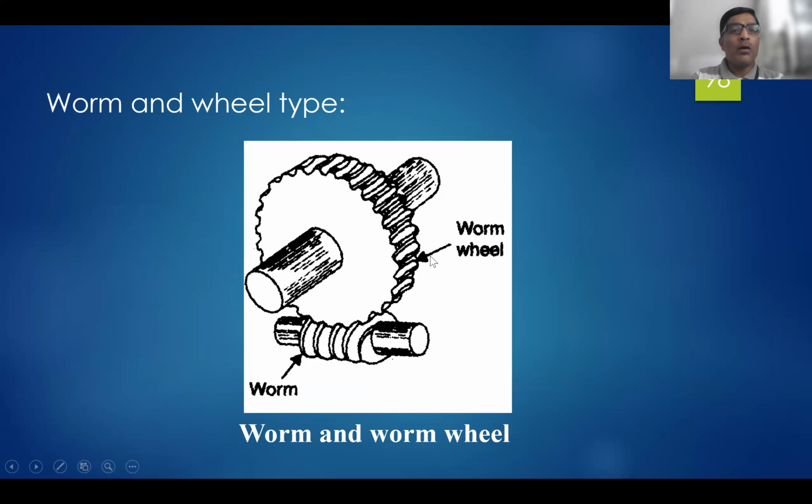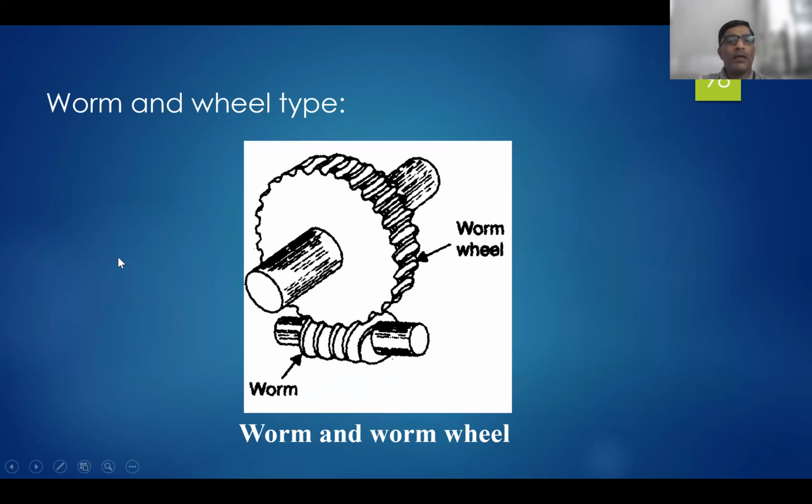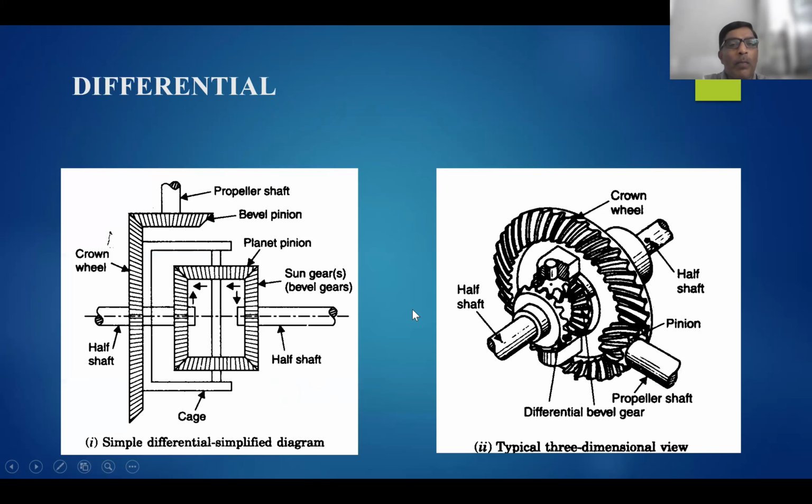Then in that, this one is gear type, and in the similar way we have seen worm and worm wheel, another type of final drive. Then one of the devices which is known as differential, which is required to differentiate the speed or to rotate two drive wheels at different speed relative to each other. So that is required to negotiate the turn without skidding. So that we have seen.